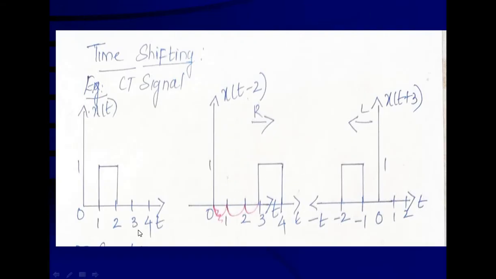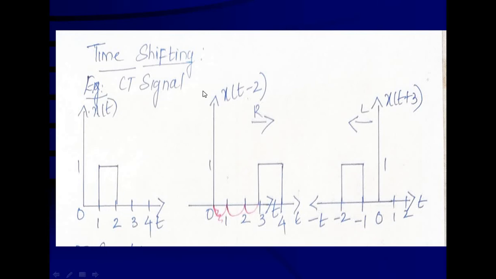Let us see a particular example. We have a CT signal represented here. The signal starts at 1 and it ends at 2, and the amplitude of this particular signal is 1. What we have to create is x of t minus 2. x of t minus 2, in the sense, is a delayed signal. Delayed signal means we will have to shift, or glide, the entire signal to the right side without changing its shape or amplitude. So it starts at 1. It ends at 2.